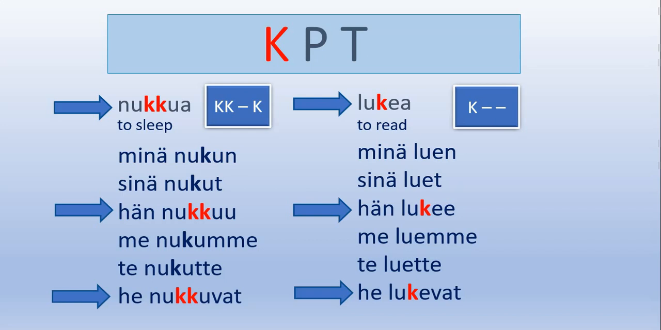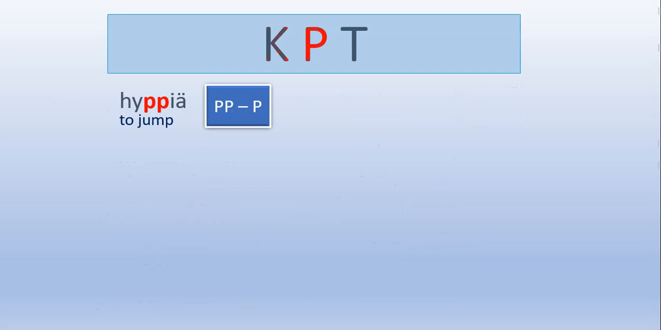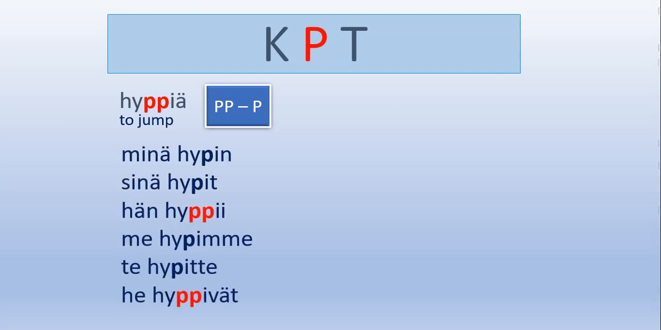Next, let's see what happens with double P. The example verb is to jump, hyppiä, with double P, and this is what happens when we conjugate it in different persons. The double P becomes 1 single P. Minä hypin, sinä hypit, hän hyppii, me hypimme, te hypitte, he hyppivät. So you can see that the same pattern is repeated here.